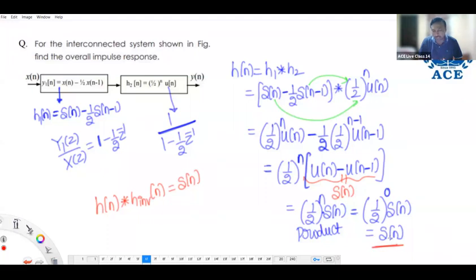In time domain, some enjoyment is needed, mathematical simplification. Most of the fellows will stop here. Last step is product property. Impulse exists at 0, 1 by 2 whole power 0 is 1.